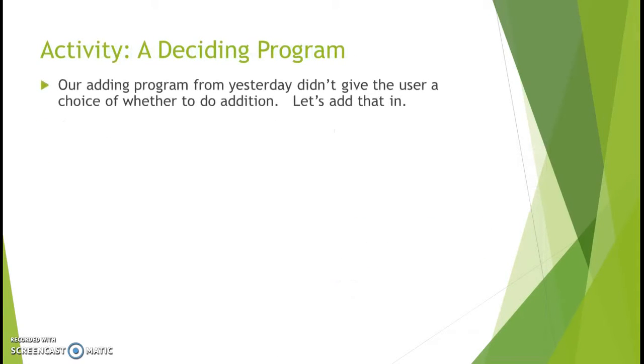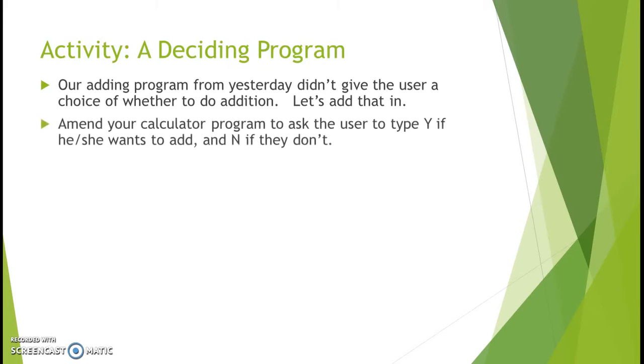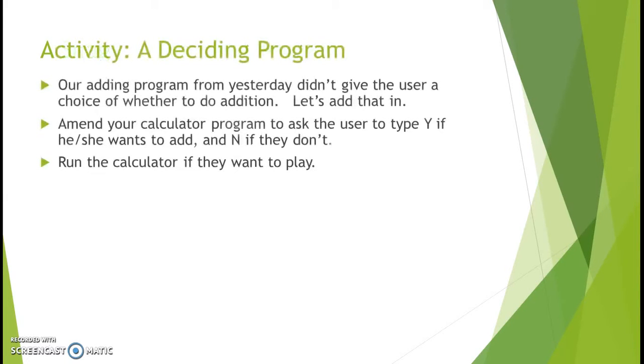Now I'd like you to actually implement a deciding program of your own. Yesterday, your program didn't give the user a choice of whether to do addition. It simply instructed the user to enter the numbers. Let's add the choice in now. So what I'd like you to do is change your calculator program using the concept you've learned. Ask the user to type Y if he or she wants to add, and type N if they don't. And of course run the calculator if they want to play, and don't run it if they don't want to play. So go ahead and do that now. Go ahead and put together your program and pause the video while you get that completed.